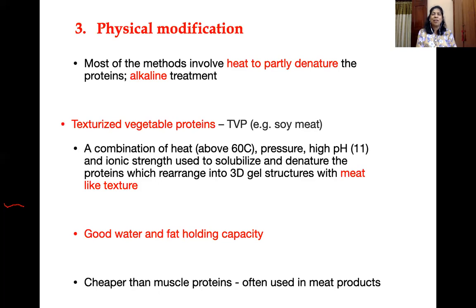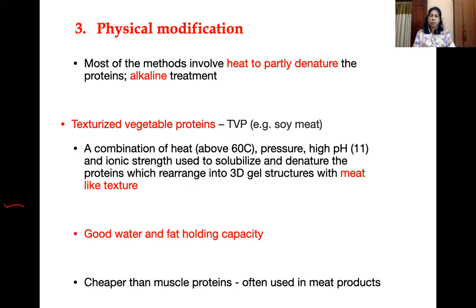Good water and fat holding capacity can be increased by the physical modification. And it is also cheaper than muscle protein, so it is often used in meat products, right? In meat products, meaning different types of meat, let's say sausages, different types of hamburgers, burgers, or nuggets, or different types of muscle-based products, we are adding TVP soy protein, because once we get the texturized vegetable protein, it has a meat-like texture.